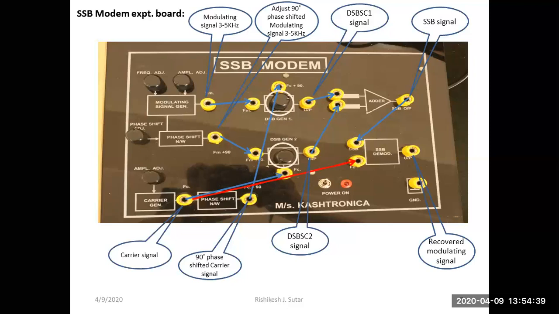So the probable questions on this experiment are: what is SSB demodulation? What are the different methods of SSB generation and detection? And what are the applications of SSB modulation?